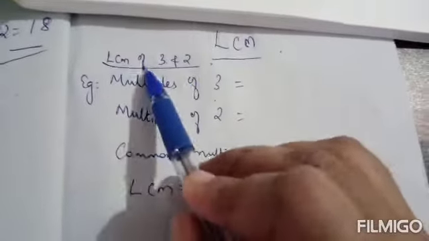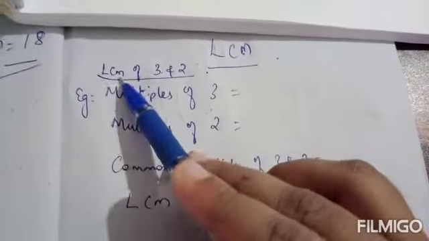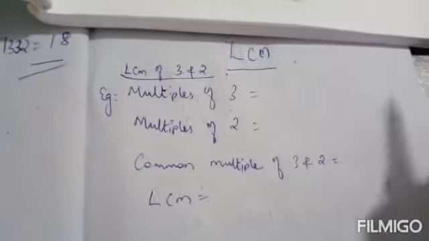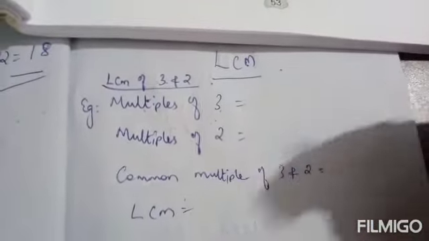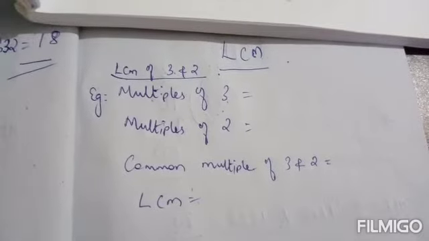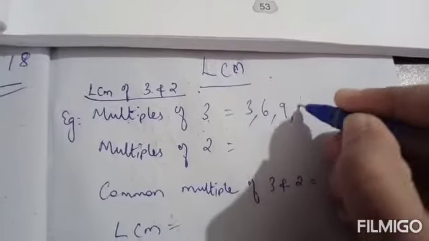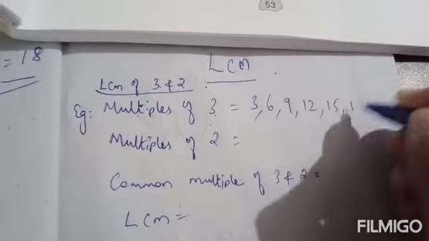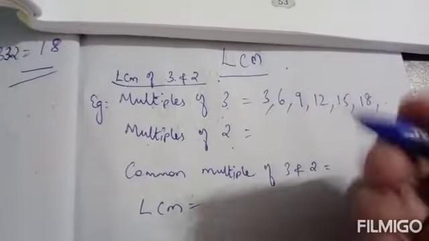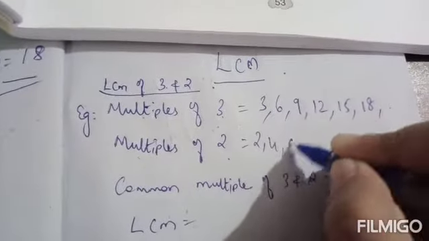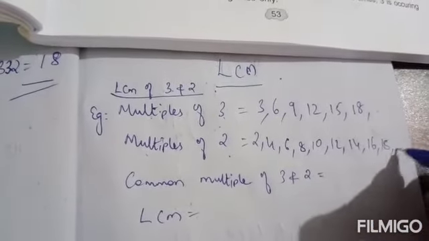So we are finding the LCM of 3 and 2. Here it is multiple, not factor: least common multiple. So we take multiples of 3. You can multiply 3 by any number and you will get a multiple of 3. So 3 into 1 is 3, 3 into 2 is 6, 3 into 3 is 9, now 12, 15, now 18, etc. Multiples of 2, let's take next. So 2, 4, 6, 8, 10, 12, 14, 16, 18, etc.